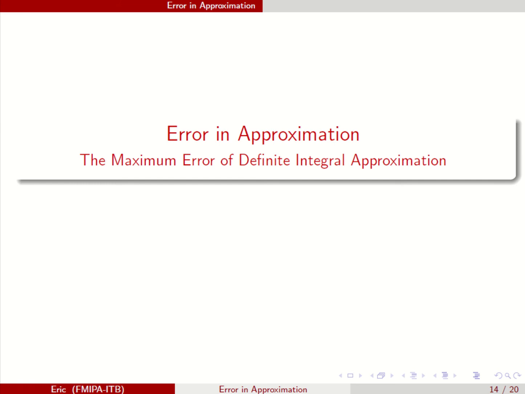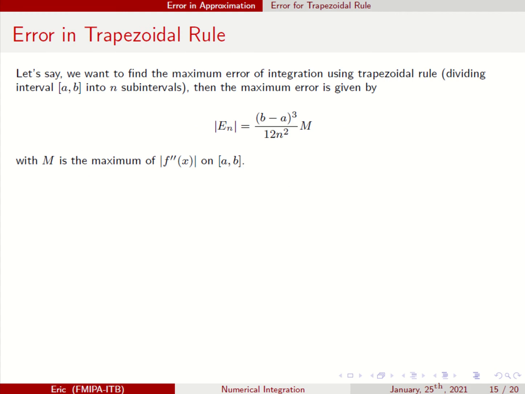We are still going to discuss the methods of finding the approximation of a definite integral. So in this session, we will discuss the error in approximation. We will discuss the error in approximation for the trapezoidal rule and for Simpson's rule.